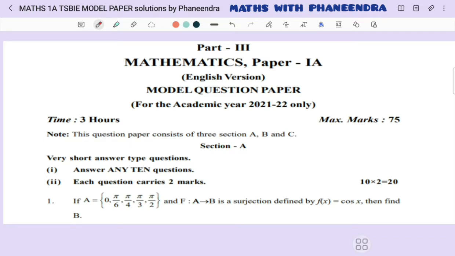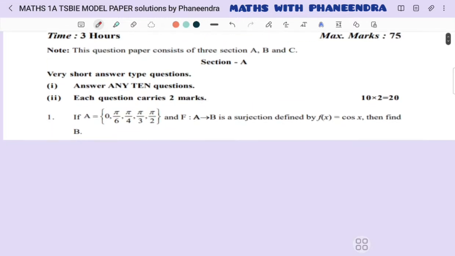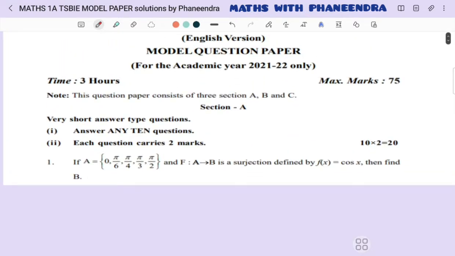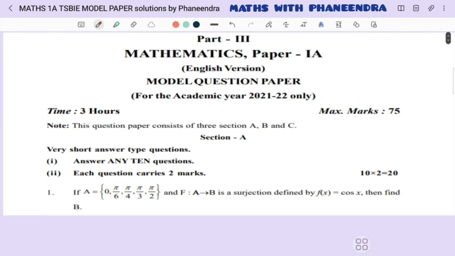The first question, in section A we have 15 questions. Any 10 you can write in the examination, any 10. More choice is given. Don't worry dear students, we will get 100% good marks in the coming examinations. Wish you all the best. We'll move to question number 1.